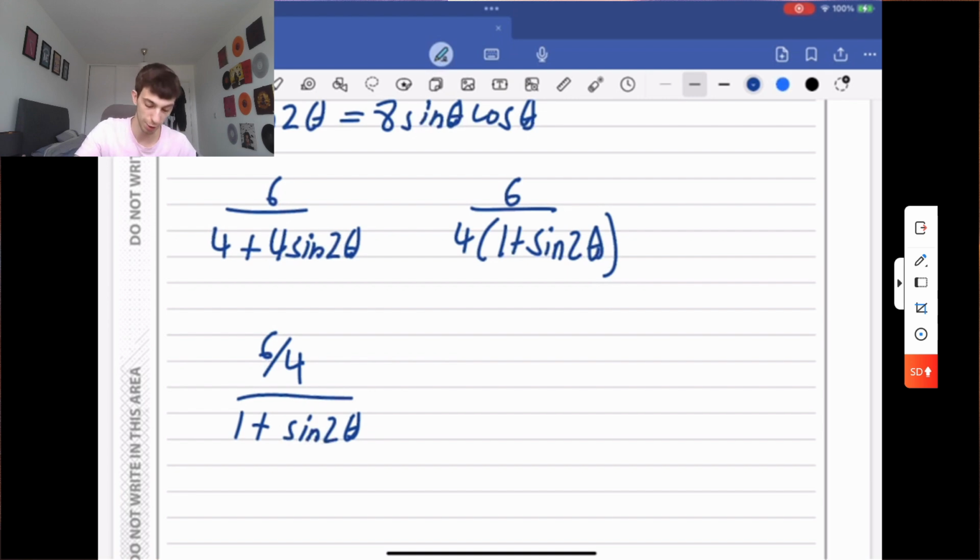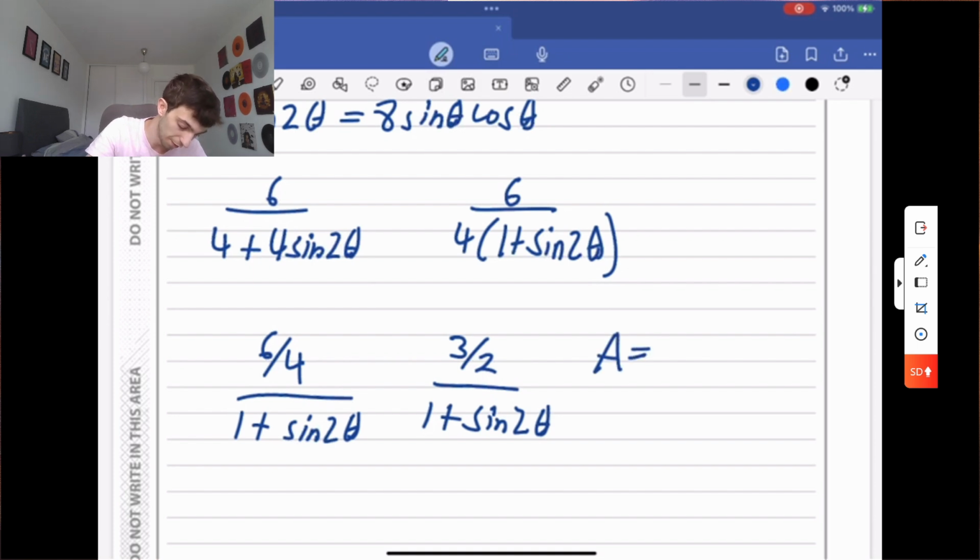Sometimes you need to do a little bit of manipulation. 6 over 4, that's the same as simplifying to 3 over 2. So that's 3 over 2 all over 1 plus sine 2 theta. Therefore, the value of a that we need, that rational constant to be found, is indeed 3 over 2. That's the final answer to question 5.